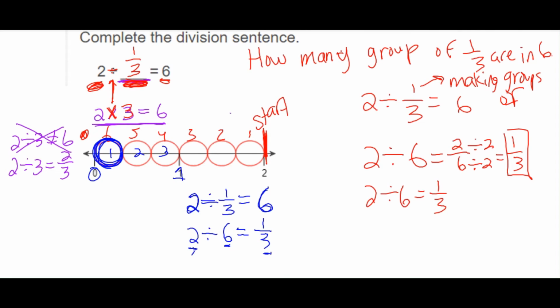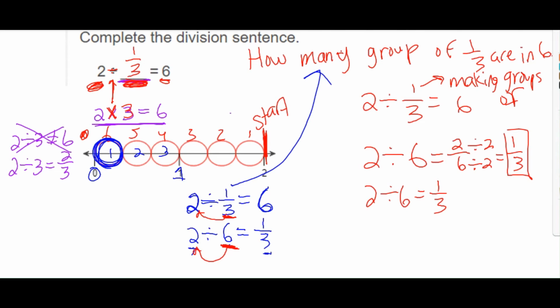From every whole, you're going to have 3 groups of 1/3. So it's only reasonable that if you're asking how many groups of 1/3 are in 6, or how many groups of 1/3 are in 2, your answer will be larger, right? So these are some different things that you need to understand to answer constructed response questions. You're always trying to take a whole group of your divisor from your dividend. Always trying to take a whole group.